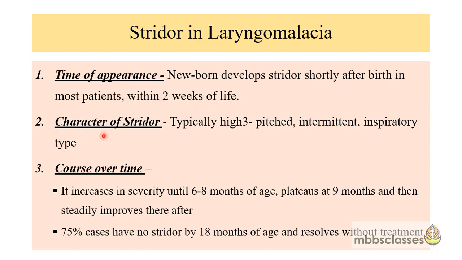The stridor in laryngomalacia is typically high pitched, intermittent in nature, and always inspiratory. If you see the course of the stridor in laryngomalacia, it increases over the first 9 months because the child becomes more active during this 6 to 9 month period, and then it steadily improves thereafter. In 75% of the cases, there is no stridor by 18 months, and in the majority it resolves without treatment, and very rarely it persists into late childhood.